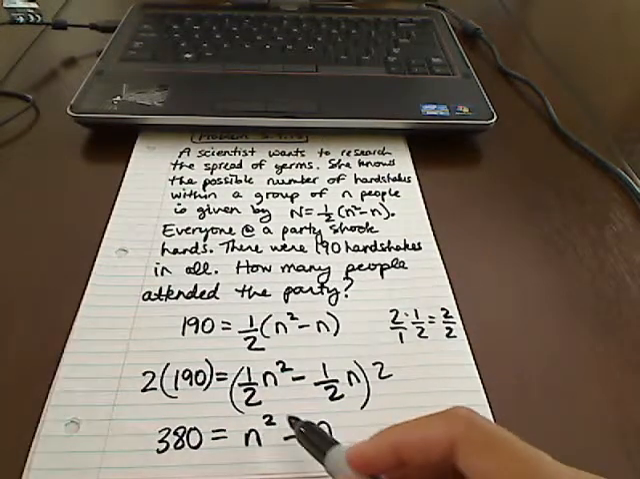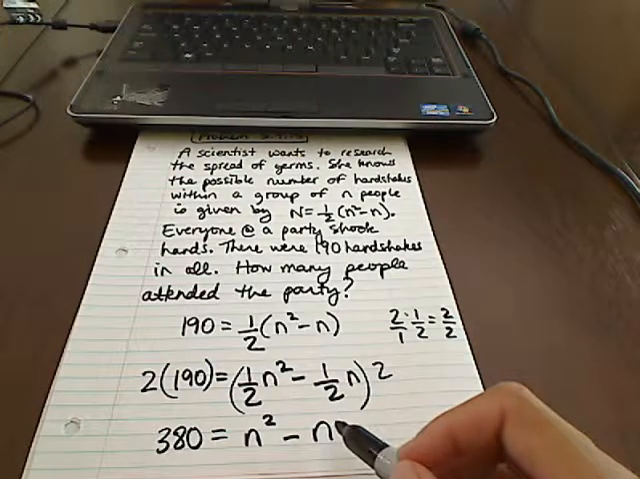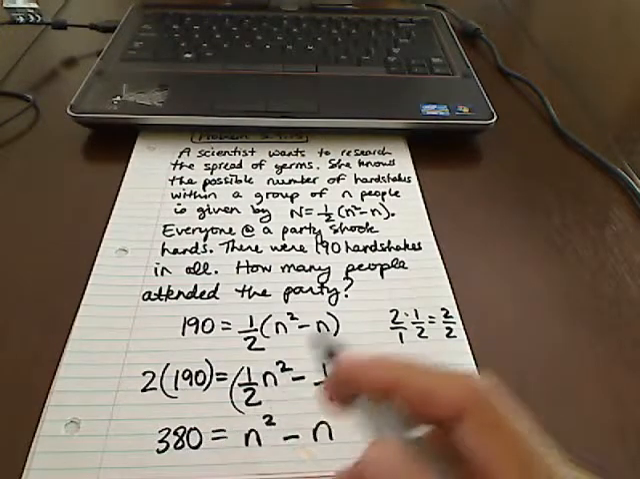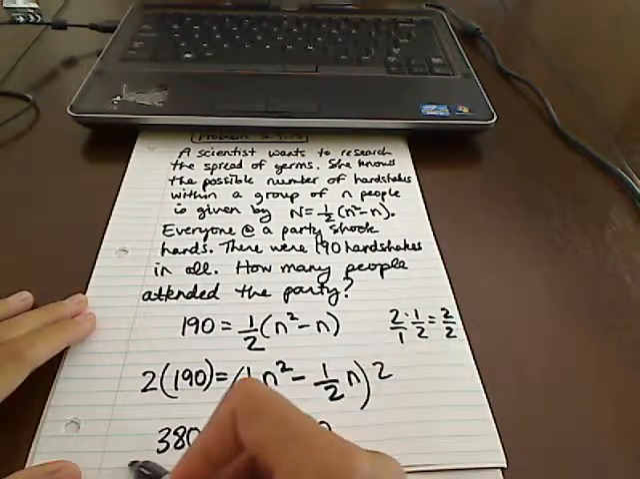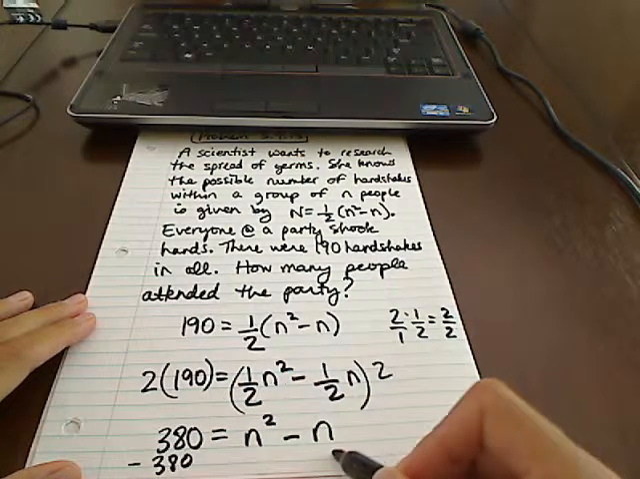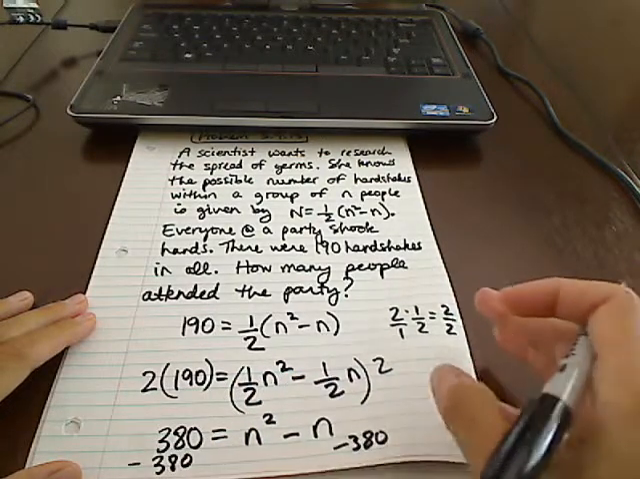We have something squared minus something else to that first power, and then we have a constant over here. So what we want to do is we want to set this to 0 so that we can solve it. So let's subtract 380 from both sides.